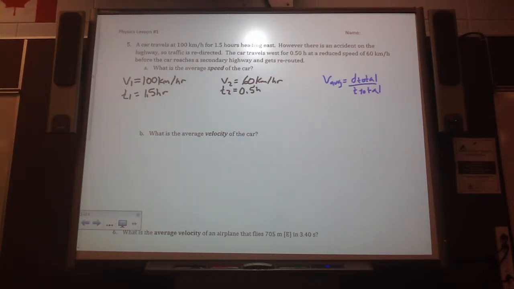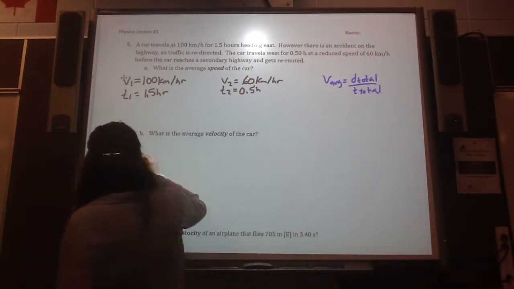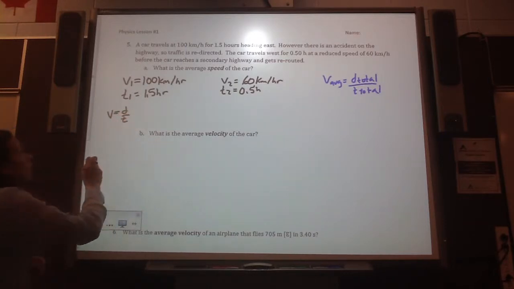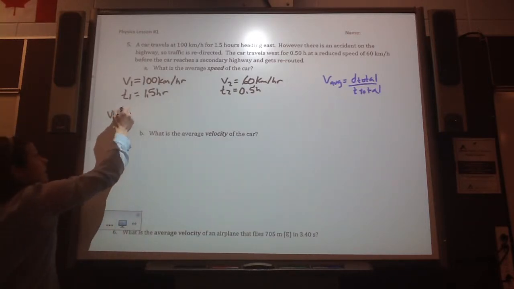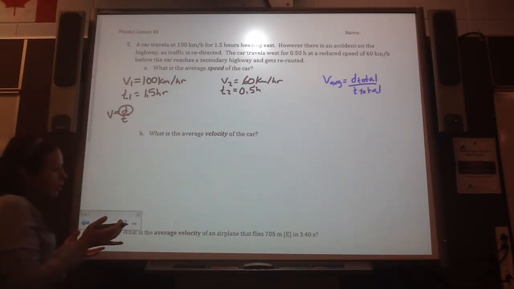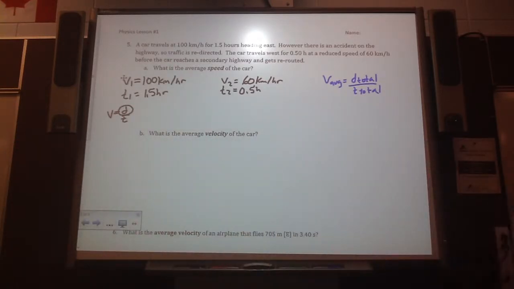Would it be V1 times T1? Because you rearranged your formula. Yes. No, maybe, but... Okay, we can use our formula V equals D over T to find V1. So, how to rearrange this formula? Well, you guys done rearranging in math class?